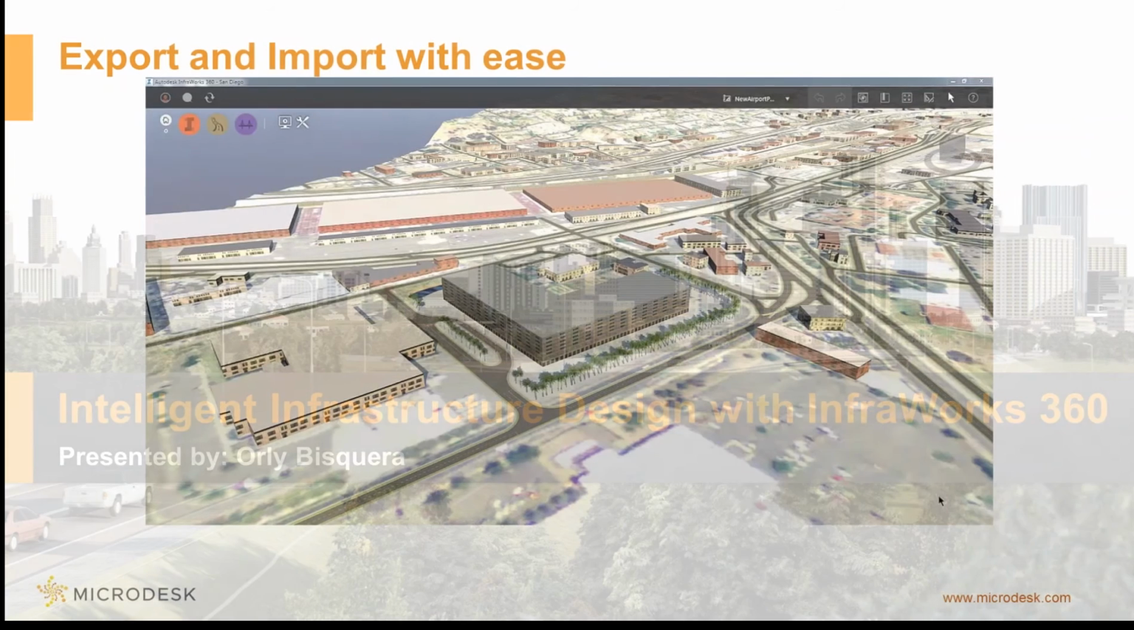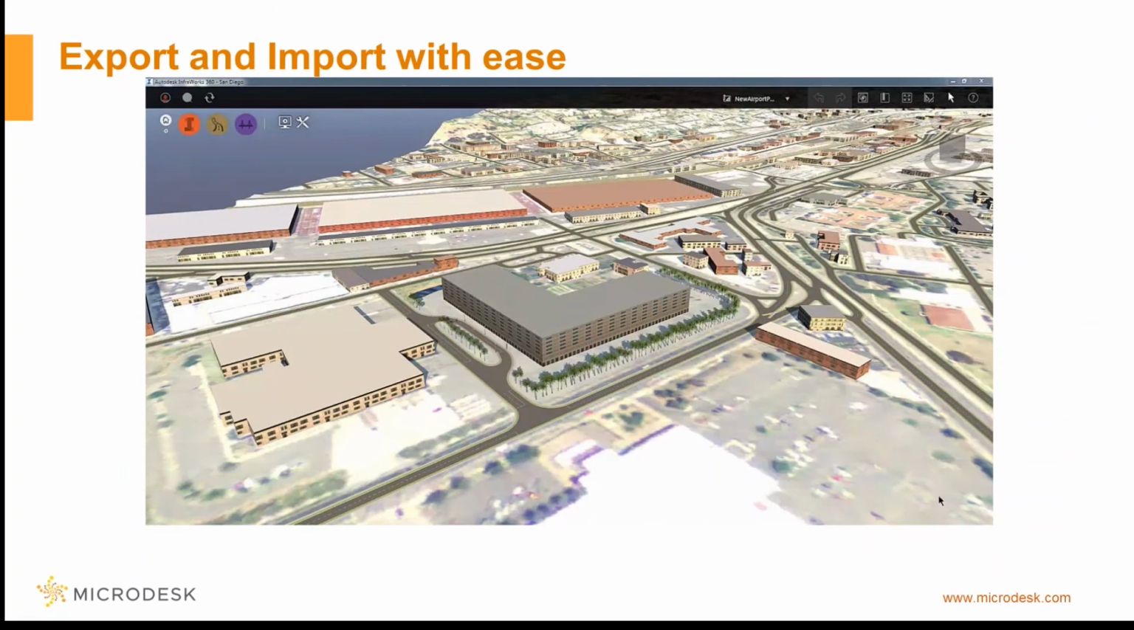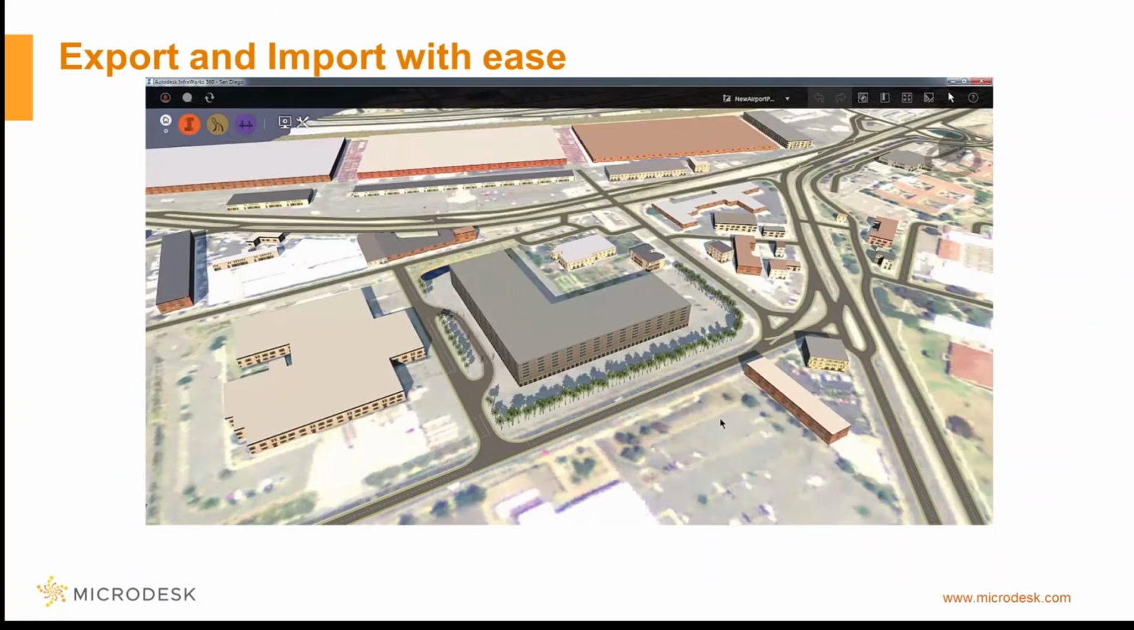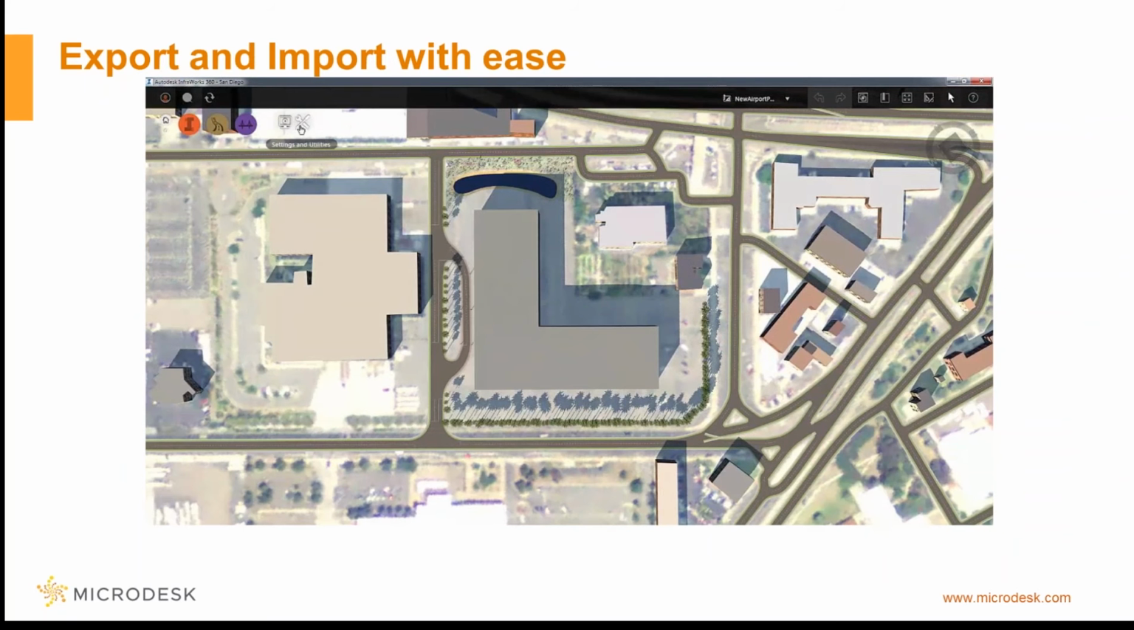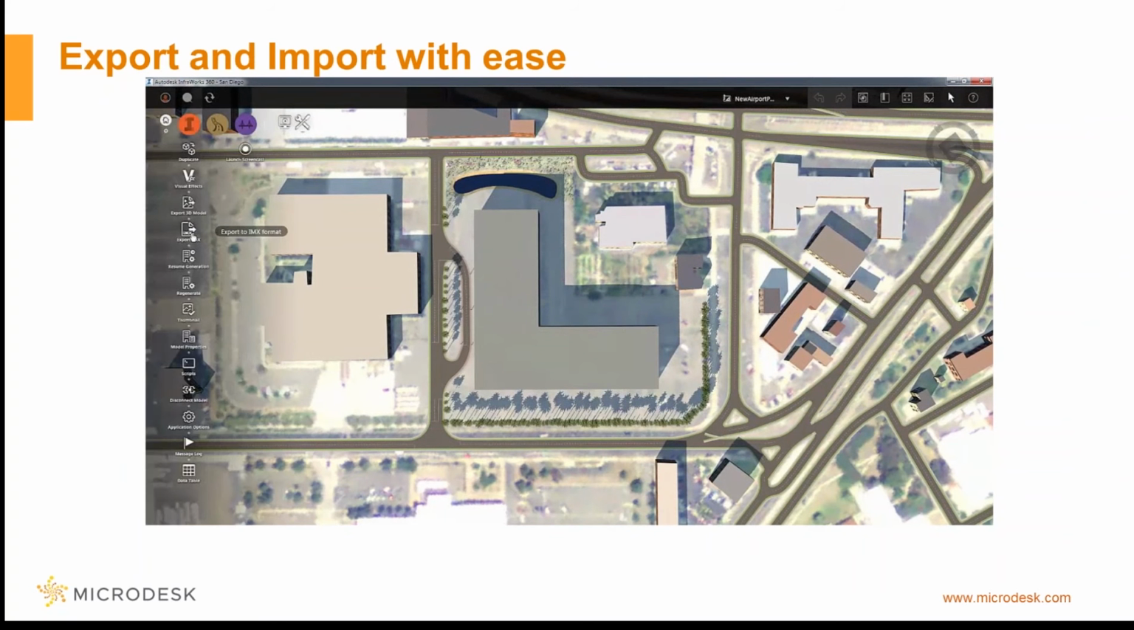So back to our site design project. I'll zoom in and get it to a good view where I can define my boundary to export. Now here, exporting to an IMX format is the best within InfraWorks 360 and Civil 3D.